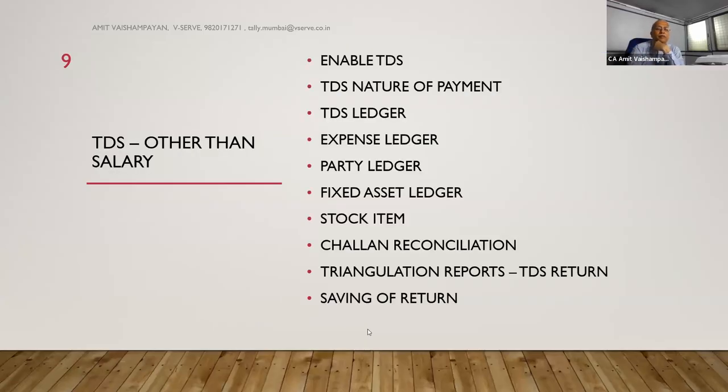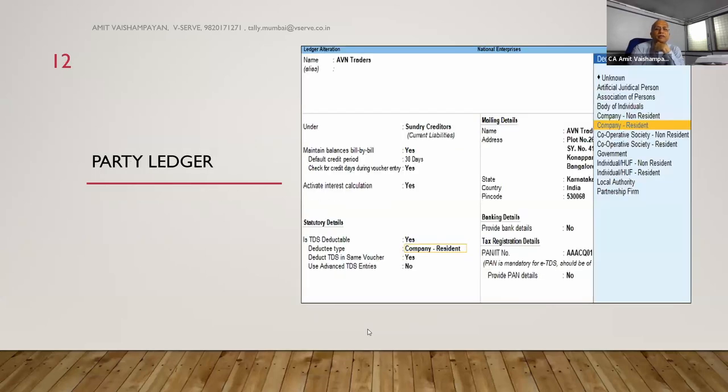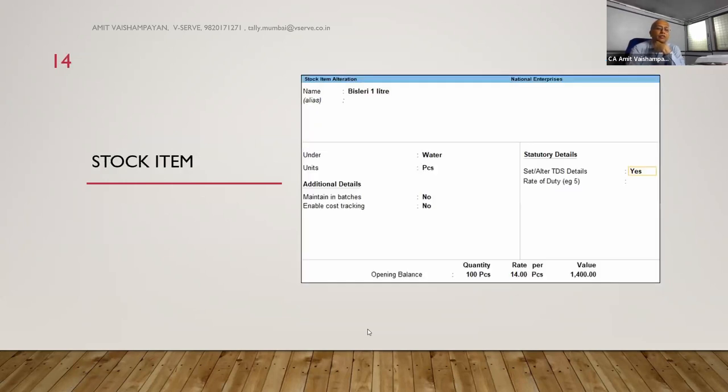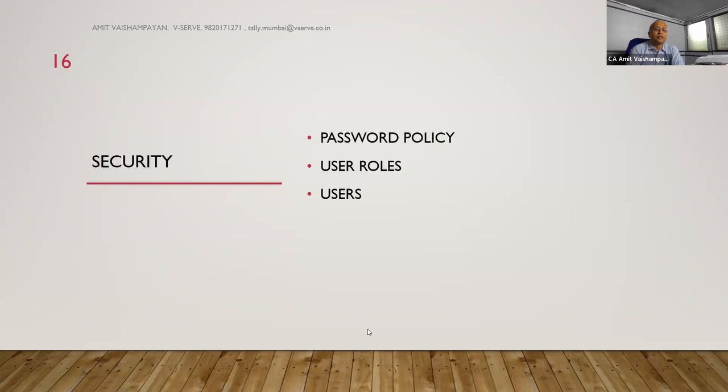TDS nature of payment, challan reconciliation. We may also have TDS on fixed asset purchase as well. In that case also it's possible to create the fixed asset as work in progress. This is for stock item. There is a challan reconciliation, TDS return.